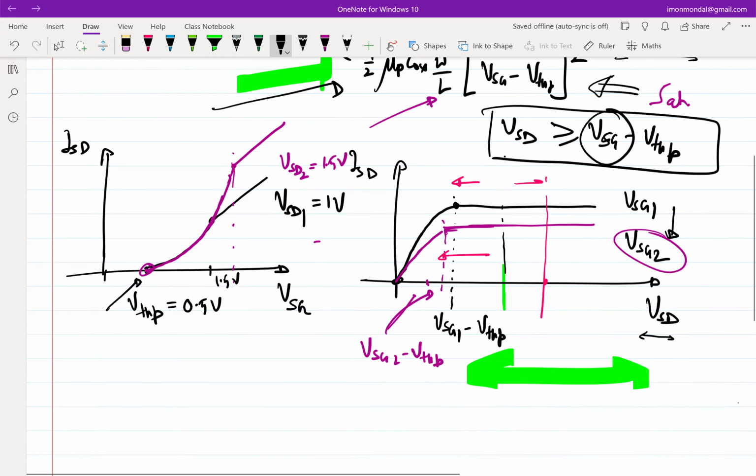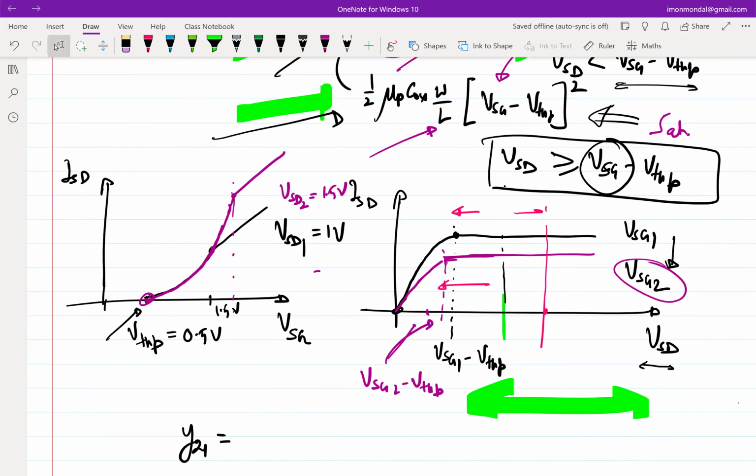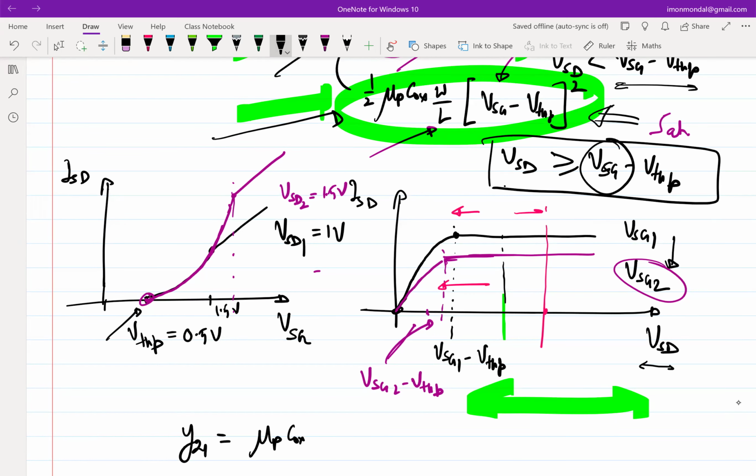So what is Y21? What is the expression of Y21 in saturation? Which equation am I looking at? I'm looking at this equation. Right? And I differentiate that. So what should I get? I get mu P Cox W by L times VSG minus threshold voltage. So how is Y21 dependent on VSG? It's increasing, right? If I have to increase Y21, I have to increase VSG.